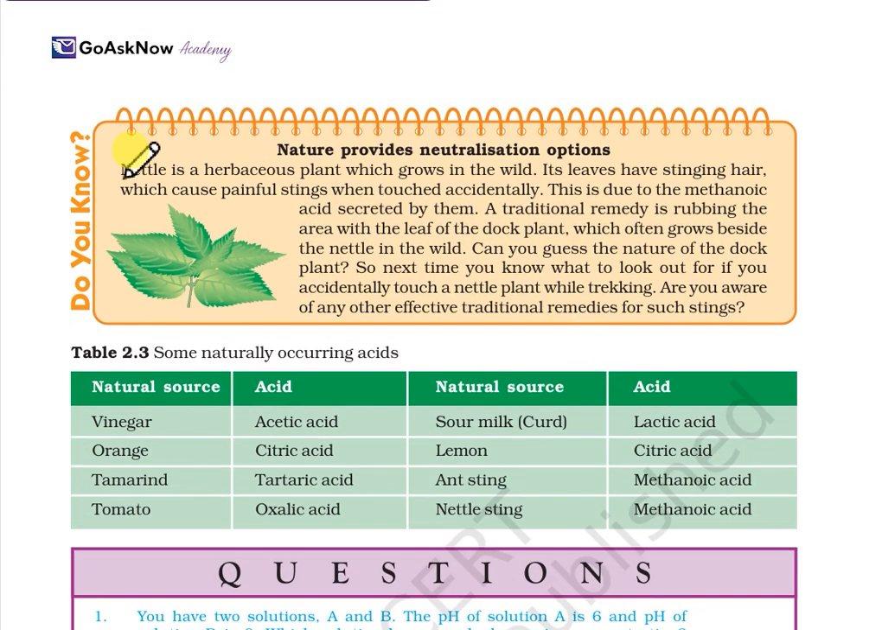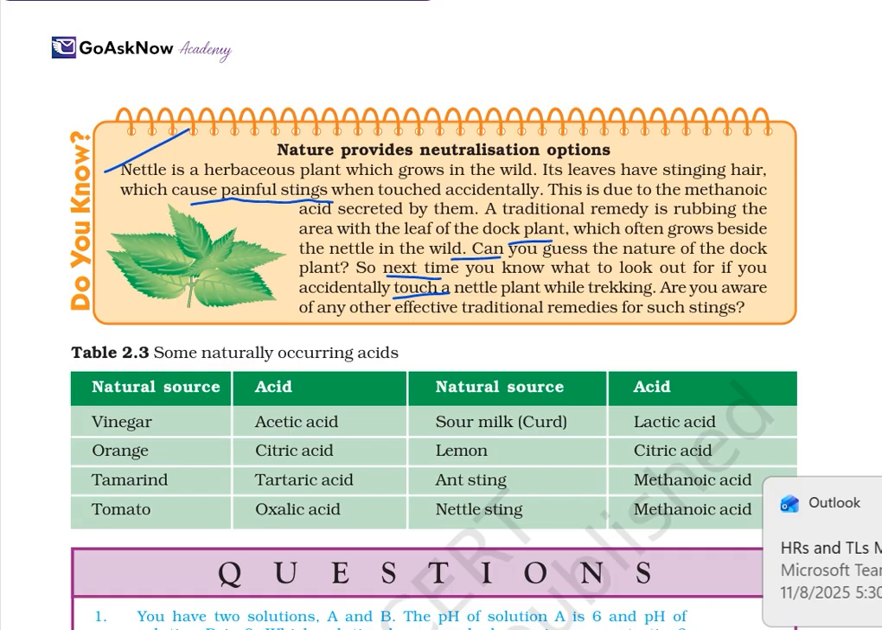Now, nature provides a neutralization option. Nettle is a herbaceous plant which grows in the wild, and its leaves have stinging hair which causes a painful sting when touched accidentally. This is due to the methanoic acid secreted by them. A traditional remedy is rubbing the area with the leaf of the dock plant, which often grows beside the nettle in the wild. Can you guess the nature of the dock plant? So next, you know what to look out for if you accidentally touch the nettle plant while trekking. Are you sure these are effective traditional remedies for such a sting? It is a natural remedy for the sting, but we are not sure and confident in it.